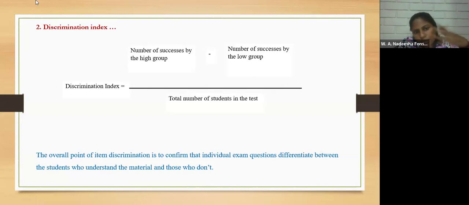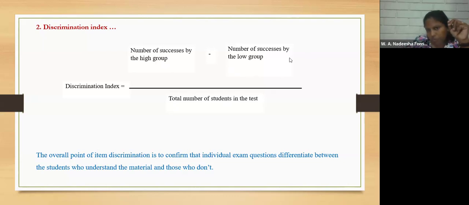The number of successes by the high group means, among those 15 students, if we want to find the discrimination index for the fifth question, we have to find how many gave the correct answer for the fifth question. Among the 15 students, how many gave the correct answer for the fifth question? That number comes here.